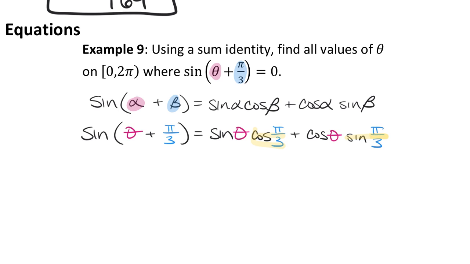So, question, what is the cosine of pi over 3? Cosine of pi over 3 is a half. That's from my unit circle. And what's the sine of pi over 3? Okay, great.